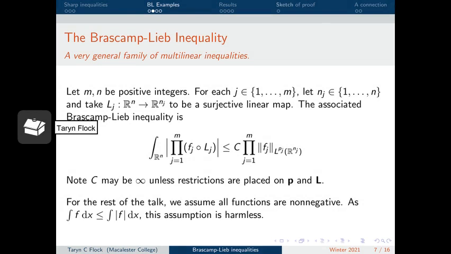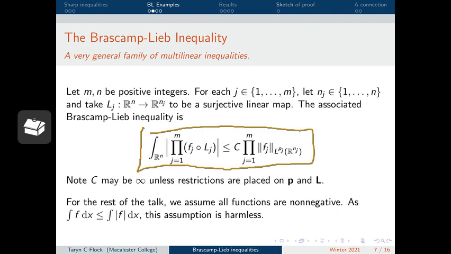Brascamp and Lieb introduced these inequalities in the 70s in the case where the target dimension of these linear maps is all 1. At the time they were investigating best constants for Young's convolution inequality, but they proved the result for this more general form of multilinear inequality.